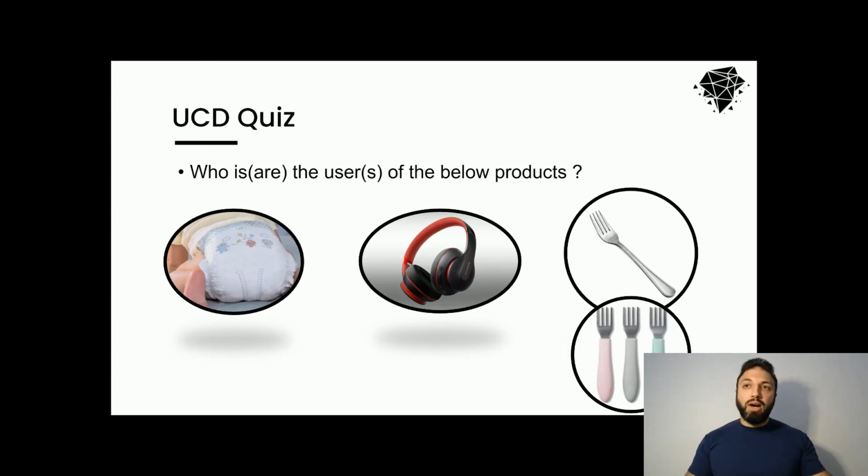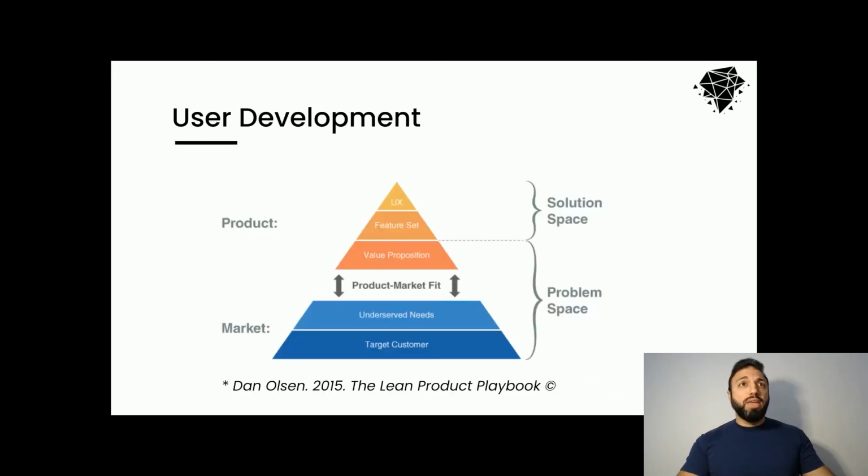But for now, again, you have different views of different products. The user is not always the customer. The user is not always the direct user. They could be indirect users, and the user could be human or non-human. Okay, with that, we will go to the next section, which is the user development.